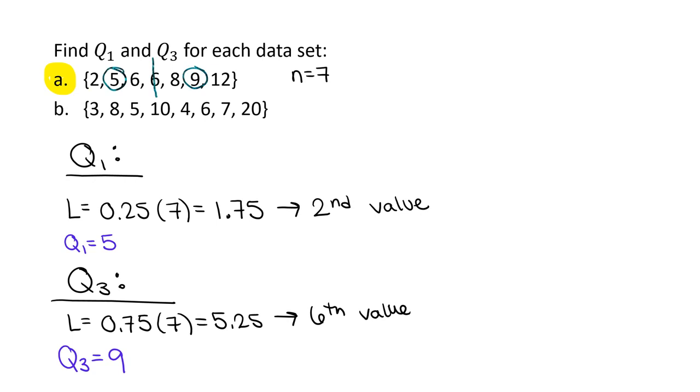Locators are really helpful when we have large data sets, but another way of thinking about this, what we're technically doing here is, you can think of it as we're cutting our data set in half, and then we're finding the median of the bottom half and the median of the top half. That's technically what our quartiles are.